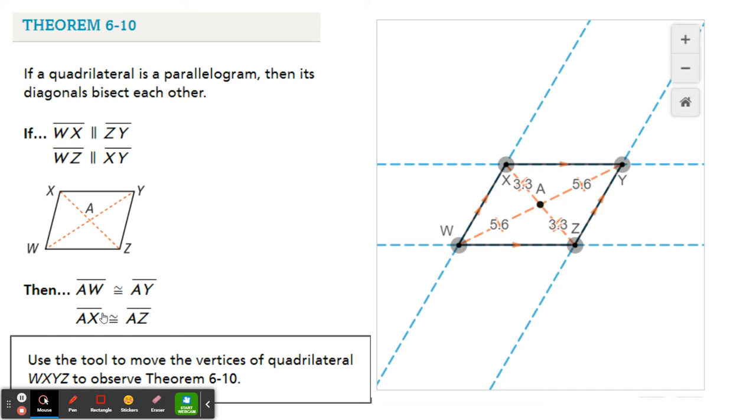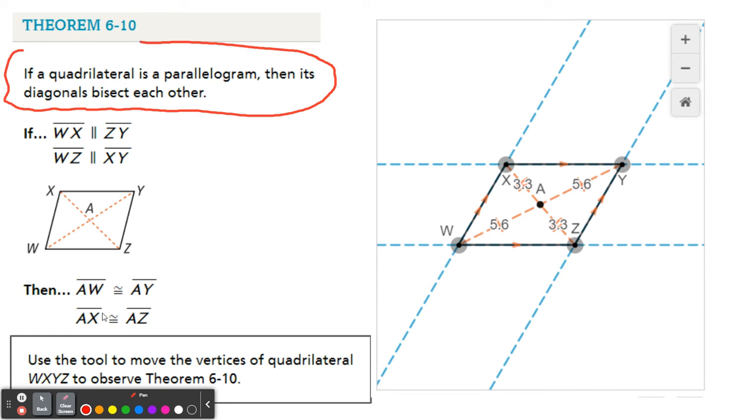So theorem 6-10 covers the diagonals. It says if a quadrilateral is a parallelogram, then its diagonals bisect each other. You learned this word bisect way at the beginning of the year. Remember, bisect means 2 congruent parts. So the diagonals are segments. They bisect each other. They break each other into 2 congruent segments.